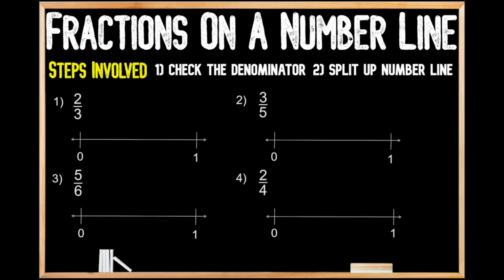So in question number 1, we have a denominator of 3, so we know that we need to split up our number line into 3 equal parts. So now let's split up our number line into 3 equal parts. We're going to try and space these out evenly so that we have 3 equal parts. Now we're going to label the fractions between 0 and 1. First we have 1/3. Then we have 2/3, and our number 1 here represents 3/3, because when we have a numerator that has the same value as our denominator, that represents 1 whole.